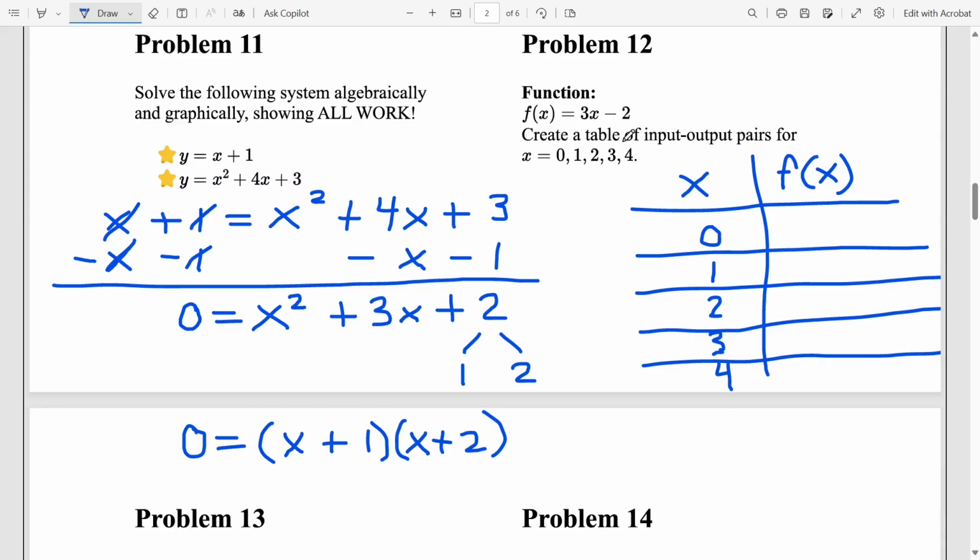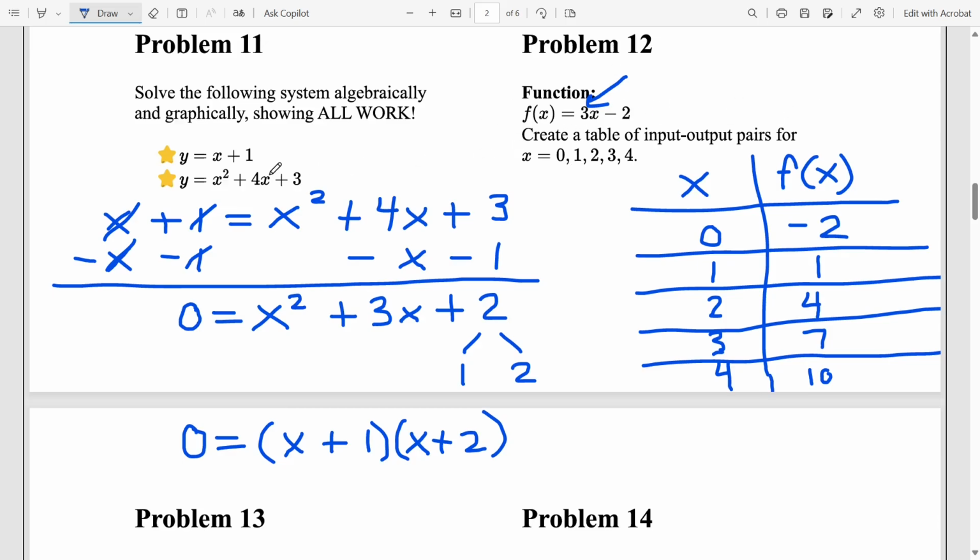Okay, so for 0, 3 times 0 is 0. And then we subtract 2, we get negative 2 here. For 1, 3 times 1 is 3, minus 2 is 1. For 2, 3 times 2 is 6, minus 2 is 4. And then you notice we're increasing by 3 each time here. So negative 2 plus 3 is 1. 1 plus 3 is 4. And that's because our slope is 3. So every time I go up 1 in x, I go up 3 in y. So I'm just going to add 3 to get 7 here, and then add 3 to get 10 here. And there we go. That's my input-output table for problem 12.